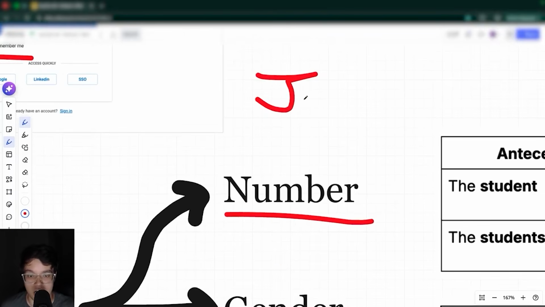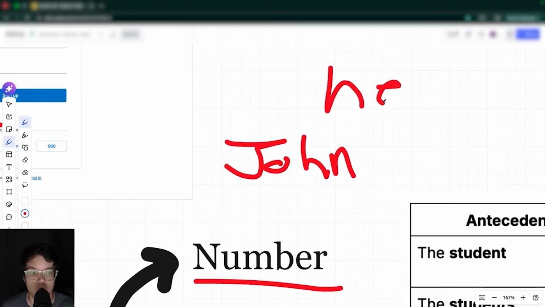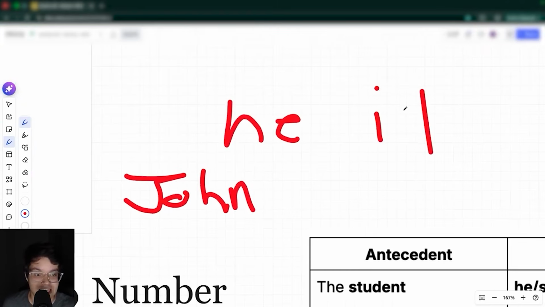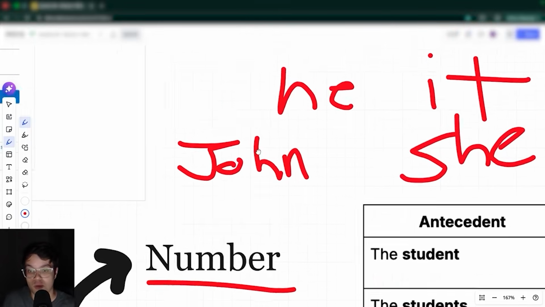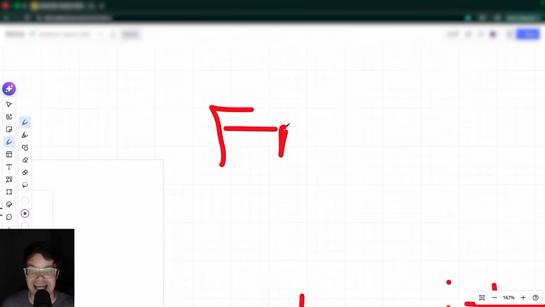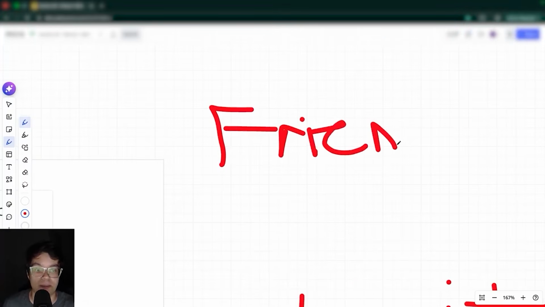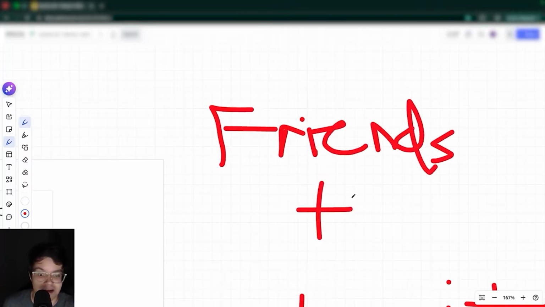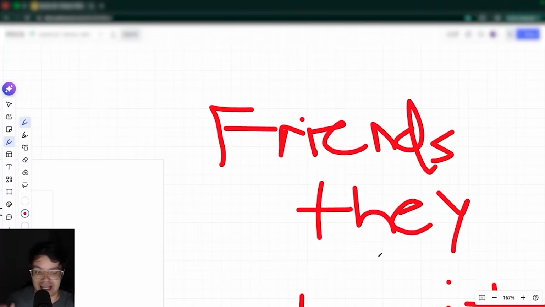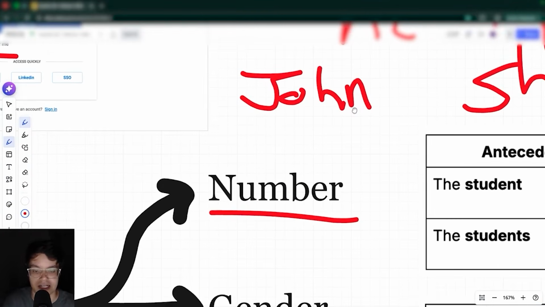If I was to say John, that is only one person, so we have to use a singular pronoun like he, or if John was an object, we could say it, or if John was a girl, we could say she. If instead there were multiple people, like if we said something like friends, that is multiple different things, so we have to use a plural pronoun like they. So just keep that in mind, they versus he, she, it.